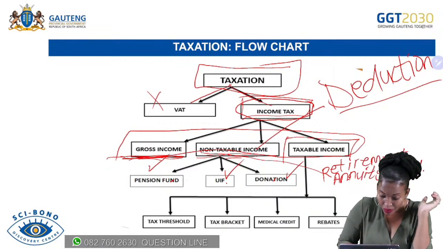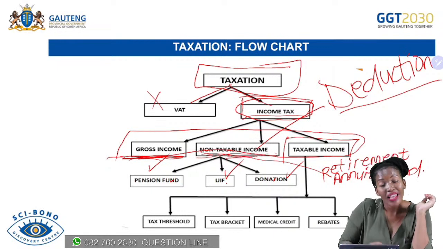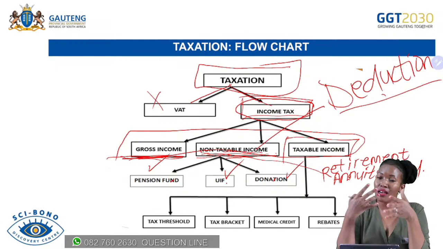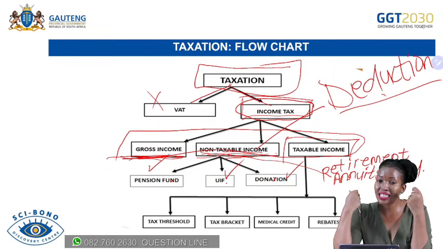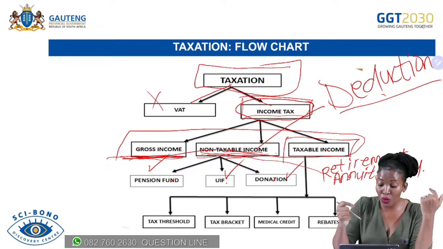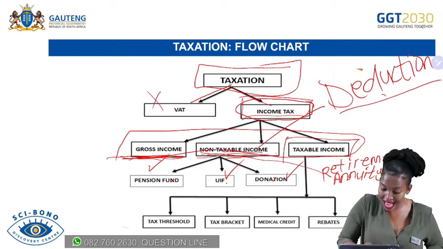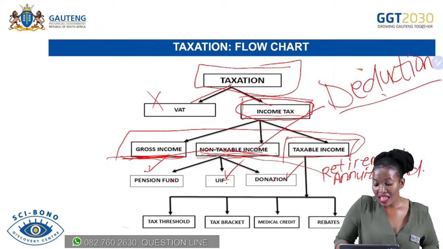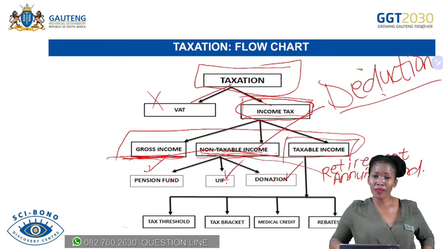So here, guys, the other question papers will say is non-taxable income. The other will say is non-taxable deduction. The other books will say it is tax deductible. When they say it is tax deductible, it means before you can actually calculate tax, you need to subtract them. And then I said, guys, what are those items? It is your pension fund, it is your UIF, it is your donations, it is also your retirement annuity fund.